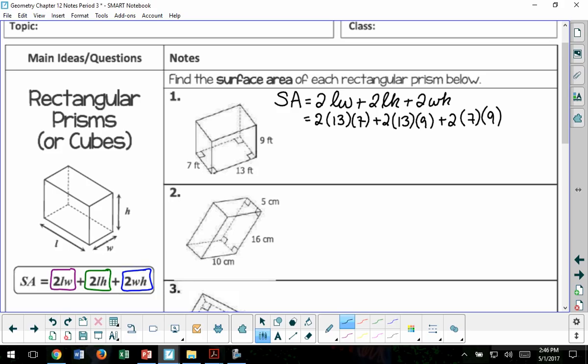Now, if you can't remember the formula, like, oh my gosh, what am I supposed to do? What's the order? Here's the hint. Make sure each number is at least multiplied twice. So, for example, 13, is it multiplied twice? 13 and 7, 13 and 9. Is the 7 multiplied twice? 7 and 13, 7 and 9. It doesn't matter the order.